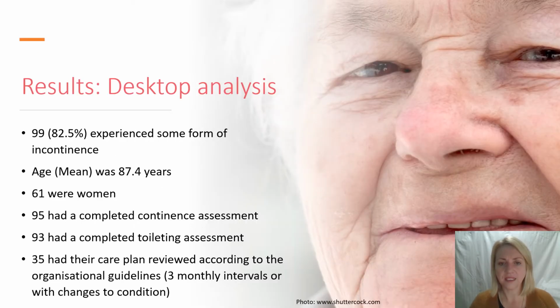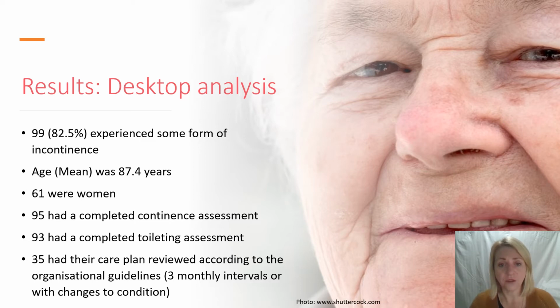The desktop analysis of the care home's electronic documentation system found that completion rates for assessment demonstrated a high level of compliance with initial assessment for continence and toileting. However, when it came to review of these residents, only 35% had a review of their continence care plan documented. When this did occur, it was generally attended at the required 3-monthly review timeframe, not if a need arose, such as skin excoriation or leakage beyond the aid.